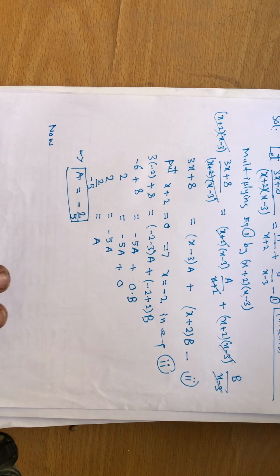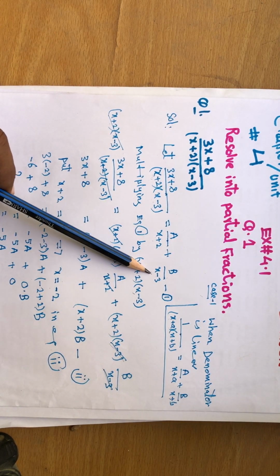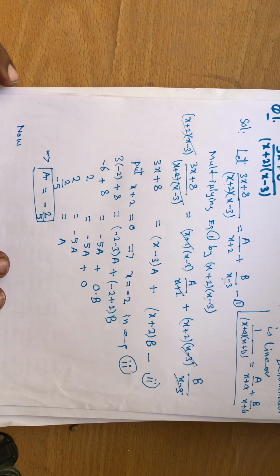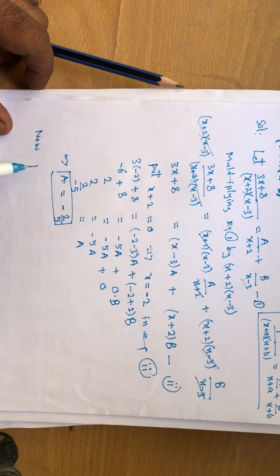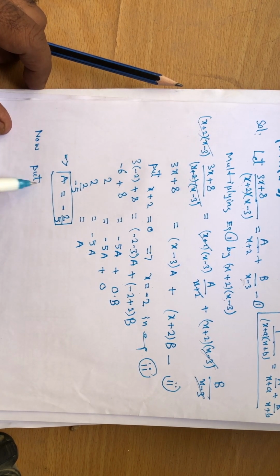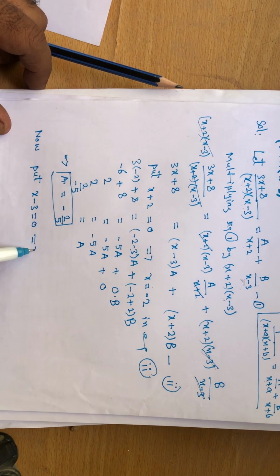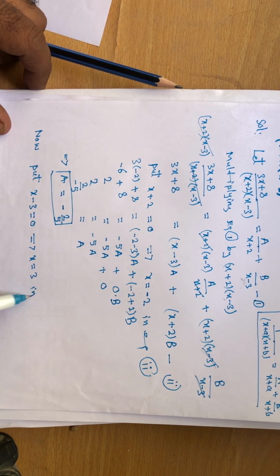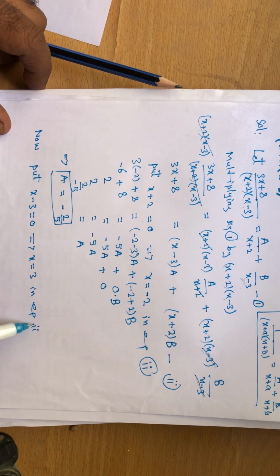Our next target is to get the value of B. First of all we will see the denominator of B in equation number 1, that is x - 3. We take the factor x - 3 and equate it to 0: x - 3 = 0. In the same way we shift minus 3 to the other side, so x is equal to plus 3. In equation 2 we put this value of x, that is plus 3.